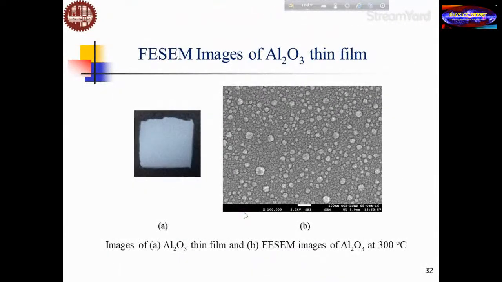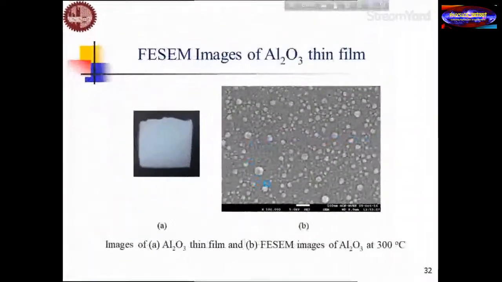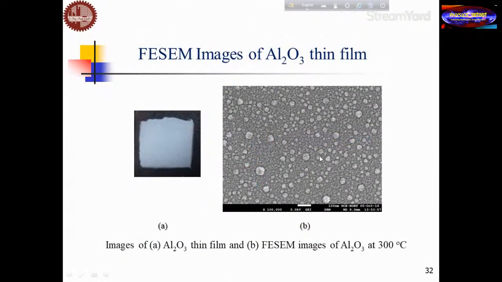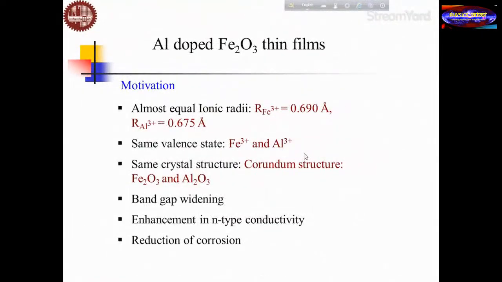Next, I will show the aluminum oxide films. You see that the substrate is almost white, and there is a very sharp, very compact and homogeneous distribution of these aluminum oxide thin films that have special characteristics.